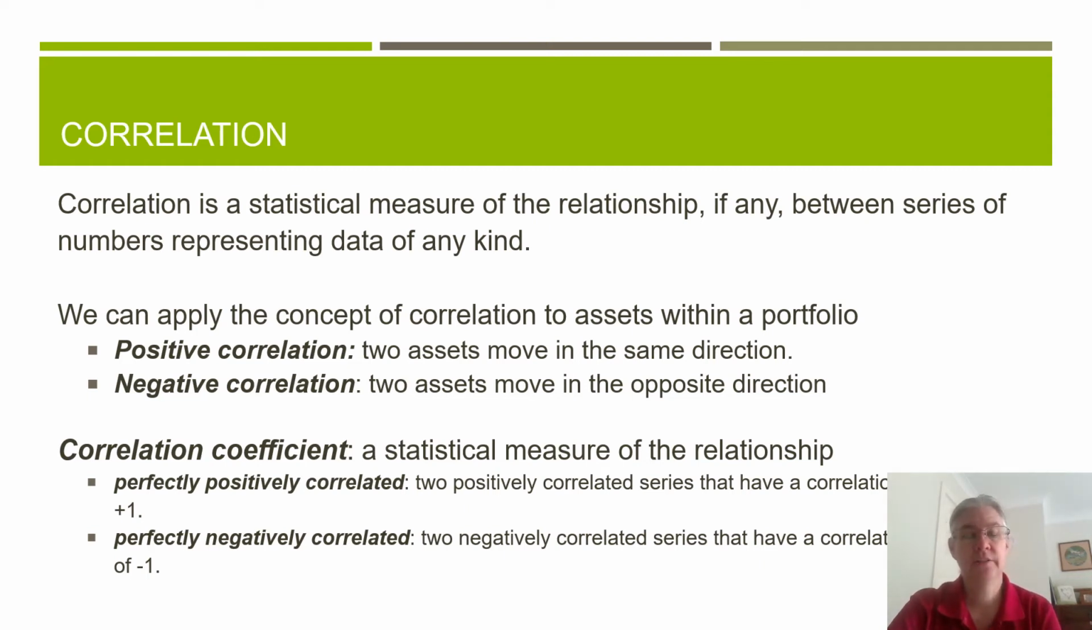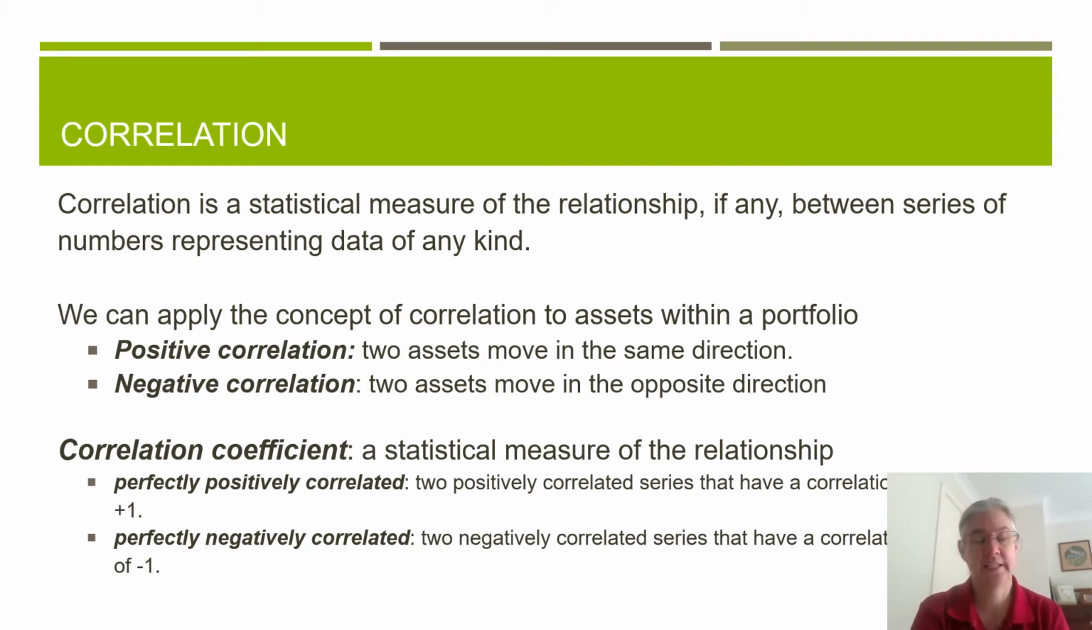So correlation, this is a statistical measure of the relationship between any 2 series of numbers, any 2 sets of data. How does it correlate? Does it have a relationship? If we apply this to our portfolio, we can say that our assets have either a positive correlation or a negative correlation. If they have a positive correlation, that means the 2 assets move in the same direction.